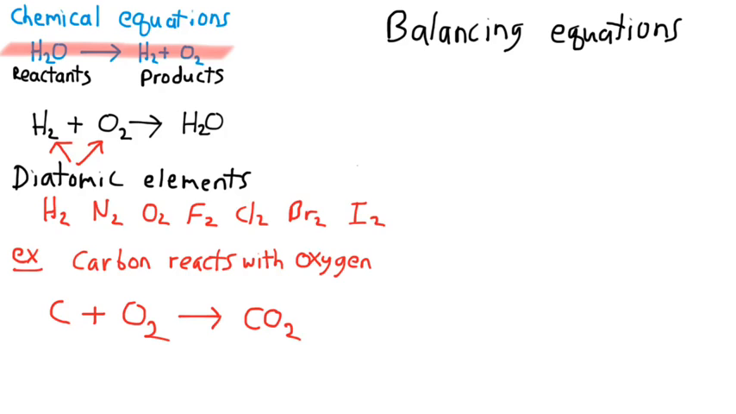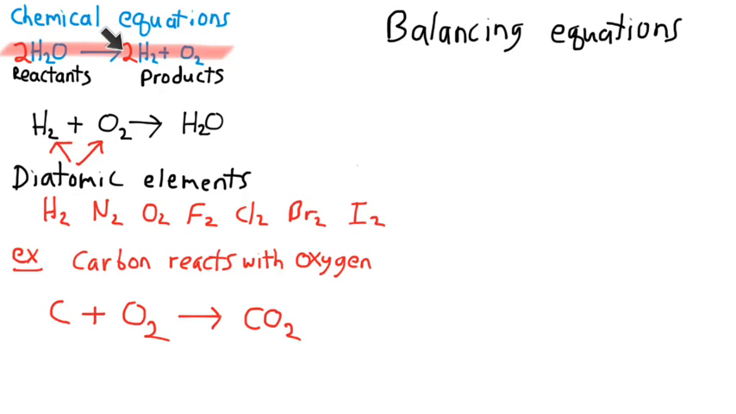The way you do that is you change the coefficients. So we'll put coefficients, big numbers, in front there. Don't ever change the subscripts. And then you can always check at the end to make sure it's balanced. So 4 hydrogens, the 2 multiplies by everything after it.